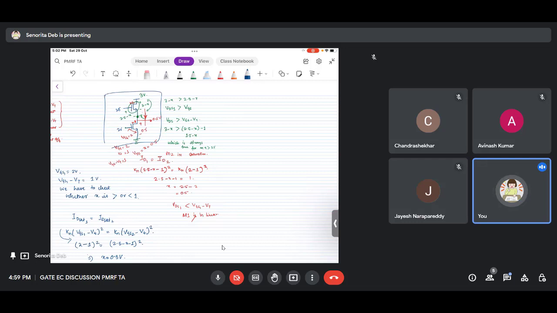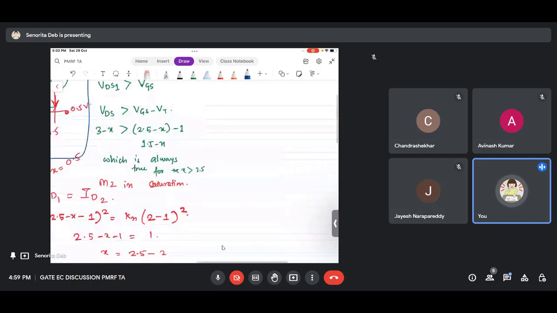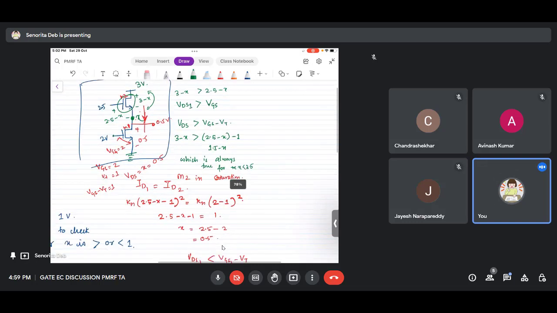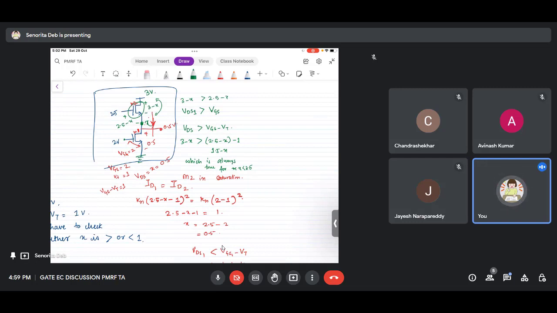Here I think I have written it wrong, which is positive for X less than 2. And actually X should be less than 1 for that condition to be true. Okay. So if there are any doubts in the question, you can ask, or otherwise we'll wrap up.